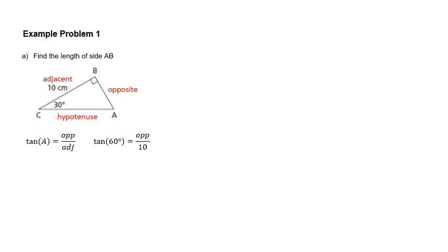So my angle is 30 degrees, that can go in for A, and my adjacent is 10, that can go in for adjacent. I don't know my opposite side, that's what I'm looking for. So there are only two steps I need to go through to solve this. The first step is to take the tan of the angle.